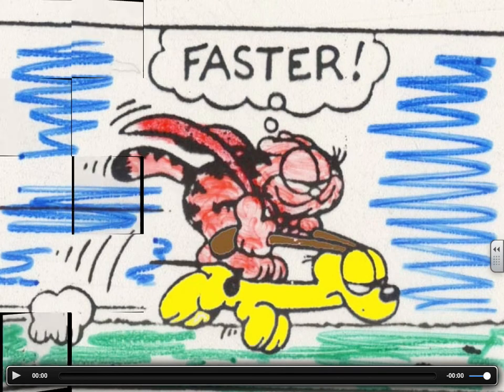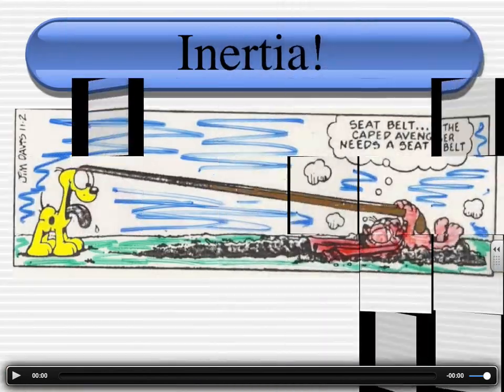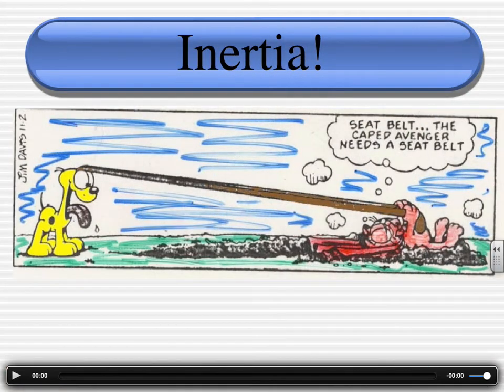Faster! Faster! Stop! Seatbelt. The Cape Avenger needs a seatbelt. Which E-wish is this demonstrating? The second one. First one. When Odie stops, Garfield wants to keep doing what he's been doing until he hits that unbalanced force of friction there.